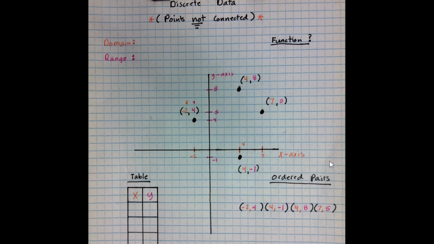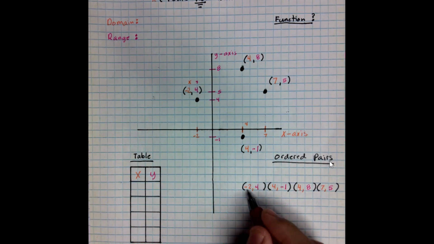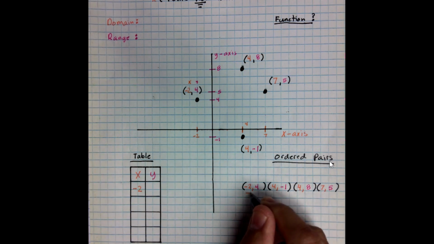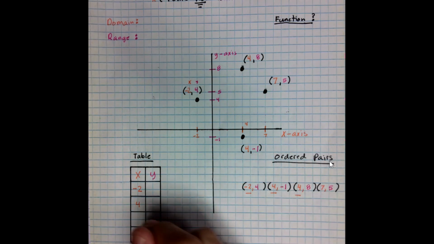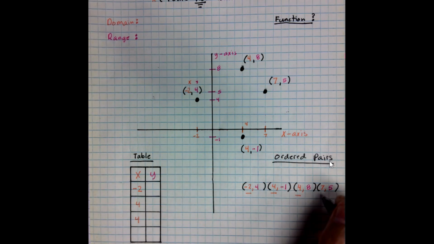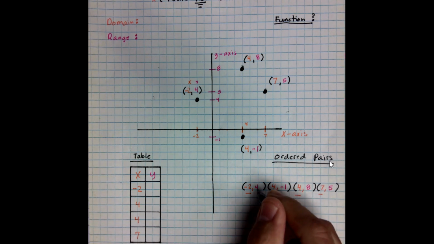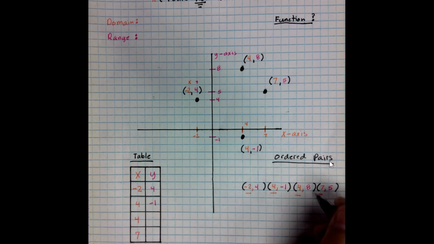Now I'm going to fill in my table as well. Let me move this up just a little bit. And so my x values are going to be -2, 4, 4 again, and 7. And then my y values are going to be 4, -1, +8, and +5.